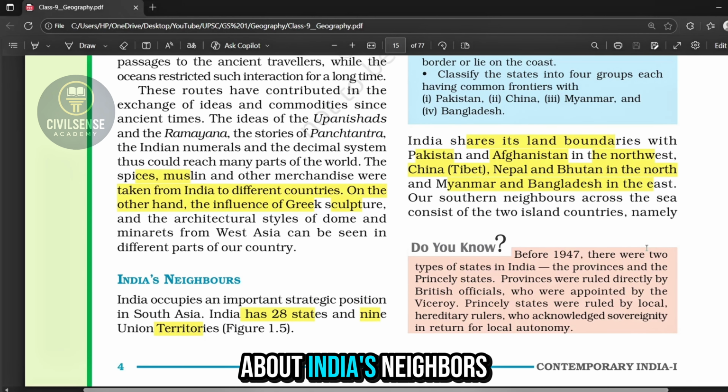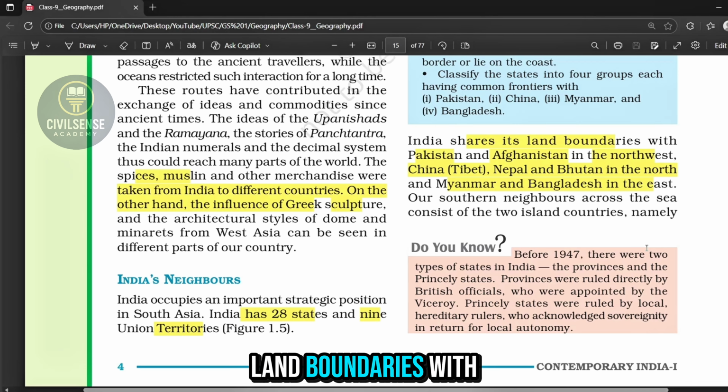Now let's talk about India's neighbors. India lies at the center of South Asia and shares borders with several countries. India has 28 states and 8 union territories, okay, not 9. Because the former union territories of Dadra and Nagar Haveli and Daman and Diu were merged into a single union territory called Dadra and Nagar Haveli and Daman and Diu. This merger officially came into effect in 2020, as you know, right?